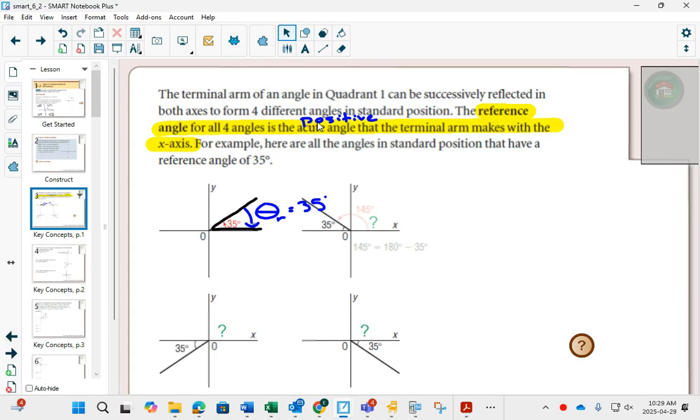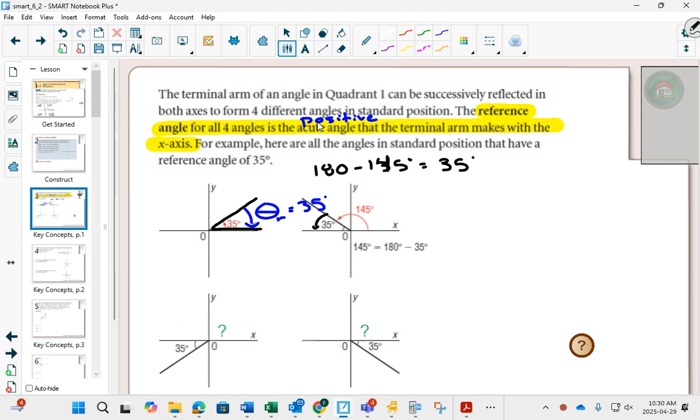But if I went to quadrant 2 and I took 145 degrees, now my reference angle to the nearest x-axis is this one. Does it make sense, the math that they did to figure that out? If you knew the whole thing was 180 halfway around, and you already know this part is 45, does it make sense that you would want to subtract the 145 degrees to get your reference angle of 35 degrees?